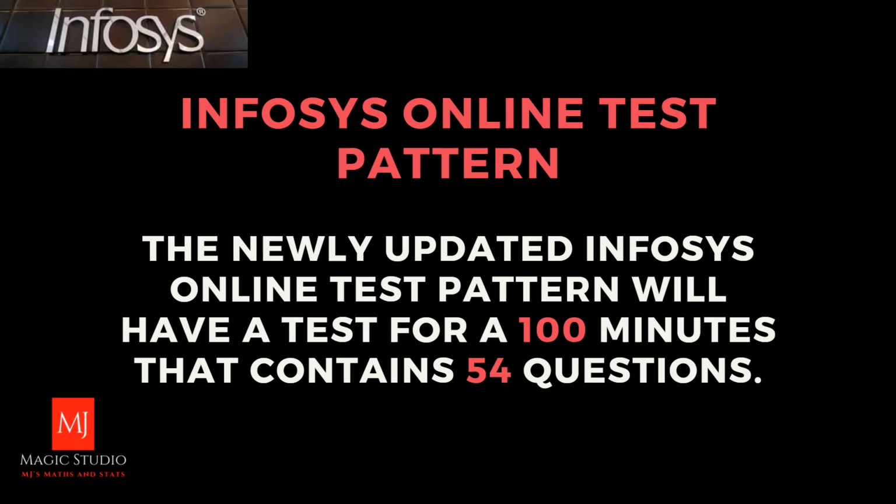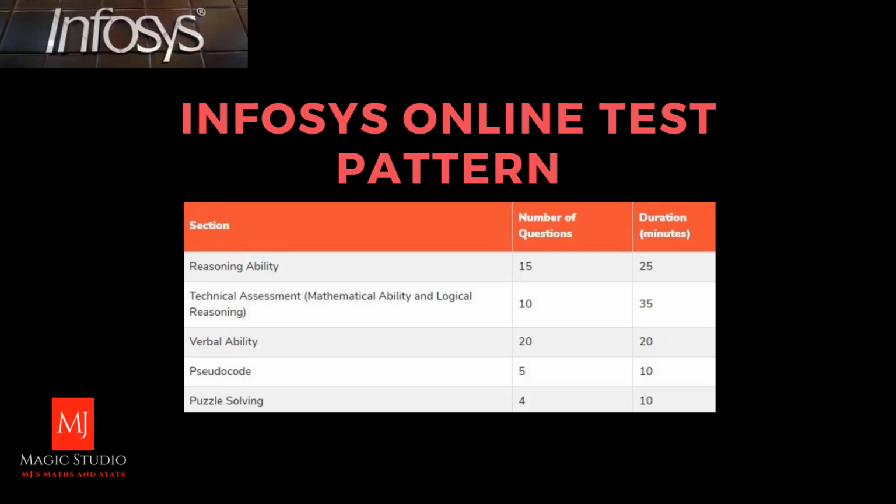As far as the newly updated Infosys online test pattern is concerned, it will have a test of 100 minutes containing 54 questions in 5 different sections: reasoning ability, technical assessment, which is more of numbers, mathematical ability, verbal ability, pseudo coding, and a puzzle for 10 minutes to solve. In technical assessment and mathematical ability, 10 questions would be there for 35 minutes, and in puzzle solving, one question would be there for 10 minutes, where you can find 4 different questions on one puzzle, or there may be 2 puzzles with 2 questions each.